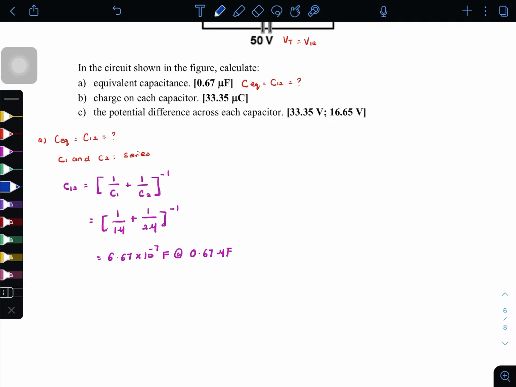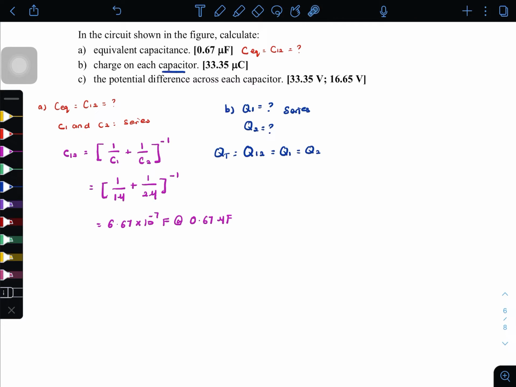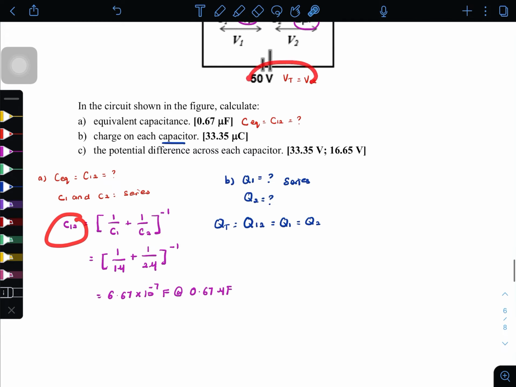Okay, and for B, dia minta charge on each capacitor. So charge to B diminta Q on each capacitor. So we have 2Q, diminta Q1 sama dengan berapa and Q2 sama dengan berapa. Okay, as we know that mereka berada dalam keadaan series. Kalau series, Q12 sama dengan, which is also equals to Q total, sama dengan Q1 sama dengan Q2 sebab mereka dalam keadaan series. So kita perlu cari Q12 sahaja sebab kita dah ada C12 and kita dah ada V12.